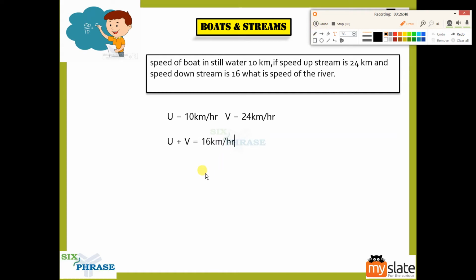Sorry guys, sorry for that. v is not 24 kilometers per hour. What is 24 kilometers per hour is the speed upstream. So if speed upstream is 24 kilometers per hour, what you'll have is u minus v, and this will be 24 kilometers per hour. So u plus v is this, u minus v is 24 kilometers per hour. Now you have to find the speed of the river, or in other words, you have to find v.